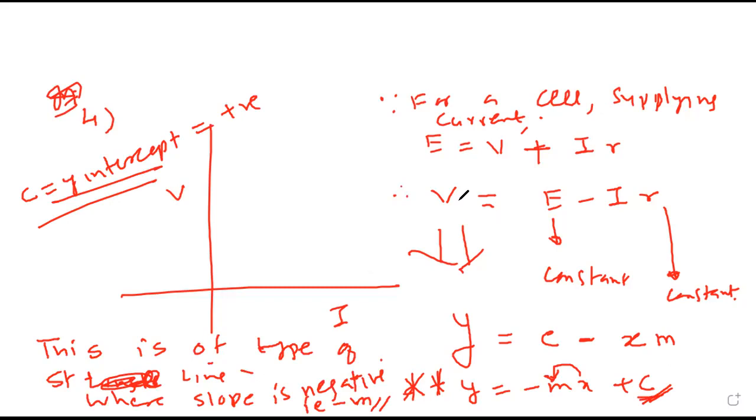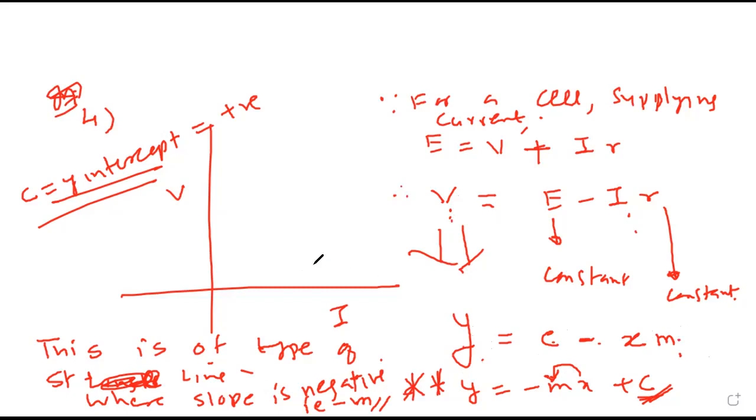Any doubt in the formula? We want the graph of V and I. So I replace V with Y. If this is Y, I is X. So it is like minus mx plus C. That means a straight line with negative slope and positive y-intercept. Clear?